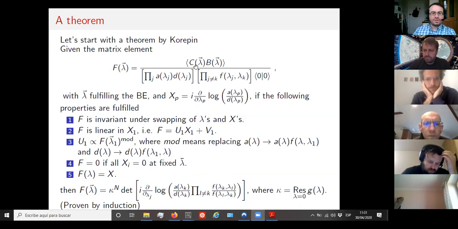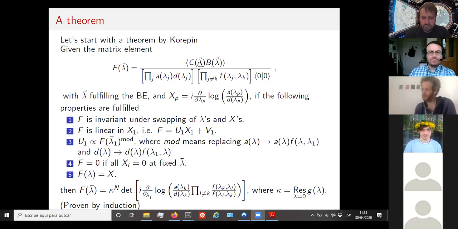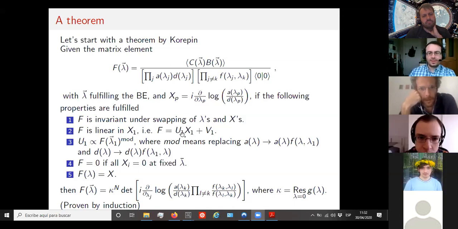It is invariant under swapping of the rapidities and of this x variable, which is more or less obvious from the symmetry properties of the B and the functions involved here. It is linear in this x1 variable, the one for the first rapidity. Sorry, when you say swapping, you mean that you swap lambdas between themselves? You interchange lambda with x? No, I mean separately: the lambdas with lambdas and the x's with x's.